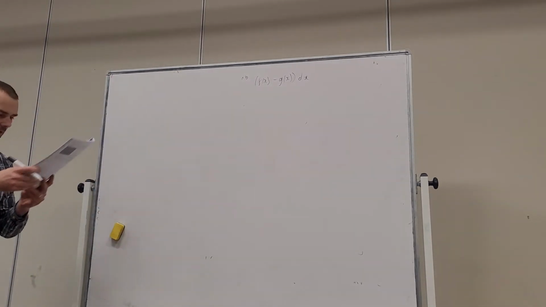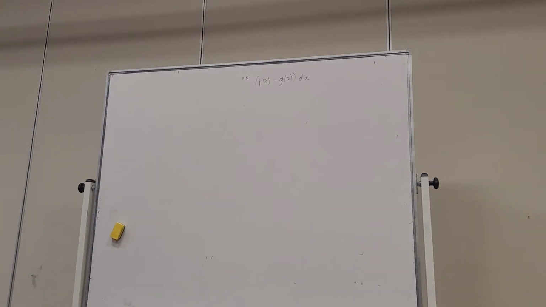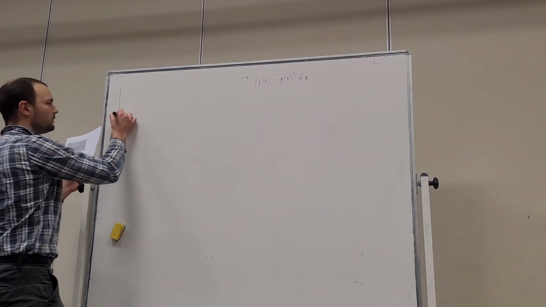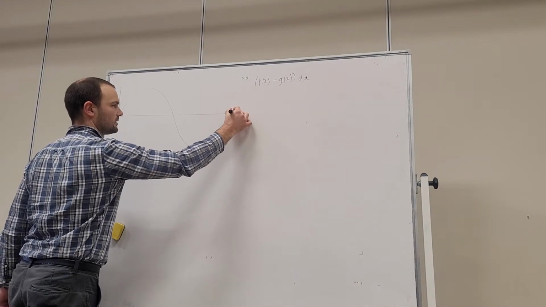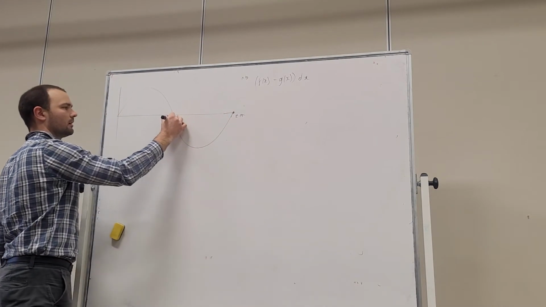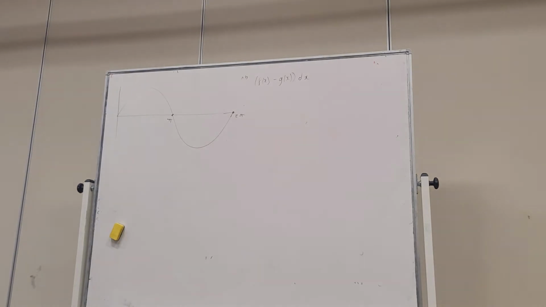Alright, next one. Find the area enclosed by the x-axis and sine x over the interval 0 to 2 pi. So if you sketch the sine function, this is what it looks like. Okay, here's 2 pi, here's pi. You can check that on your calculator.